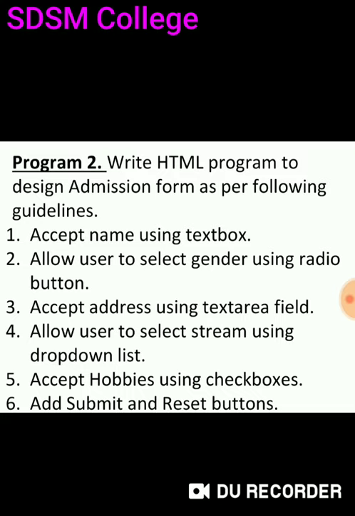Then accept hobbies using checkboxes. You need to input checkboxes for selecting hobbies. The checkboxes are used to select one or more options out of many options. And then you need to add a submit and reset button. This is your program number 2. Now we shall directly move to the output.